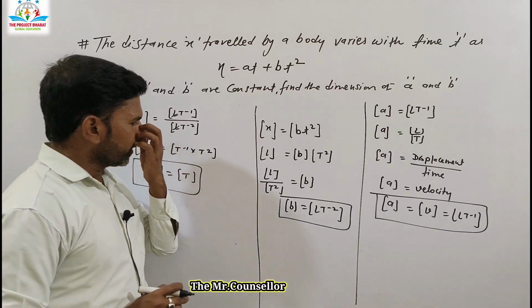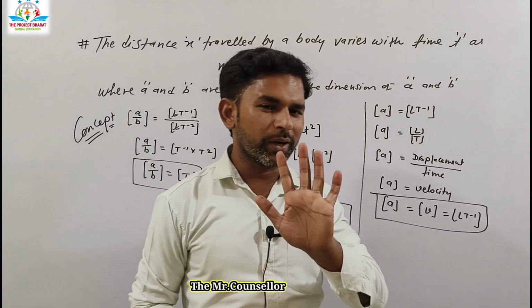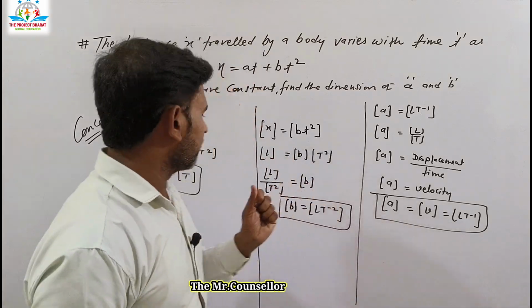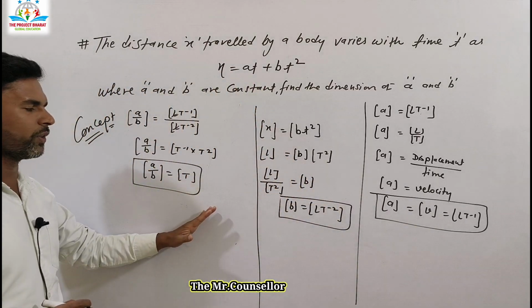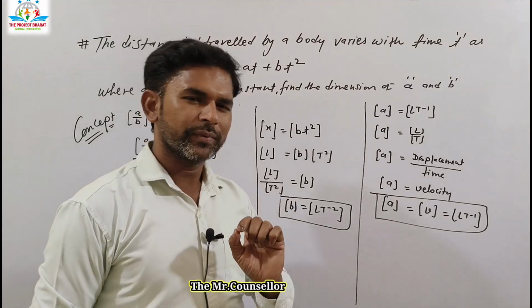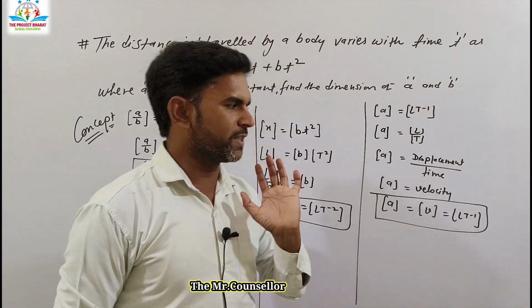So if there is a multiple-choice question and they ask what A upon B indicates, we can tick time period there. Is it okay or not? Very simple.